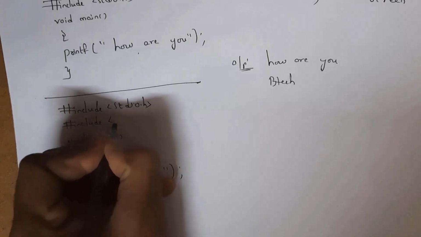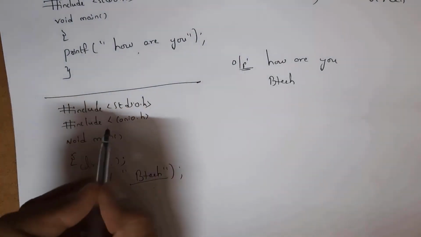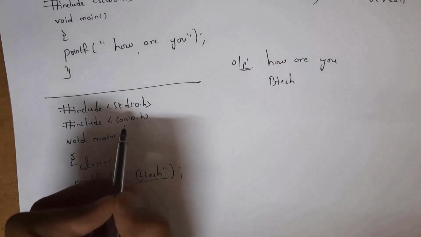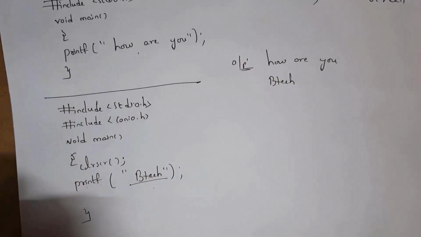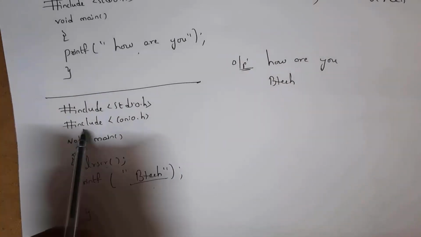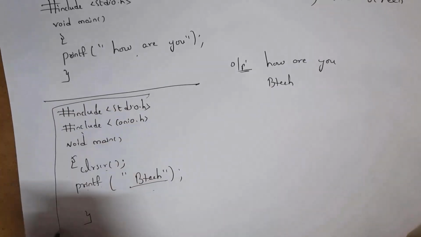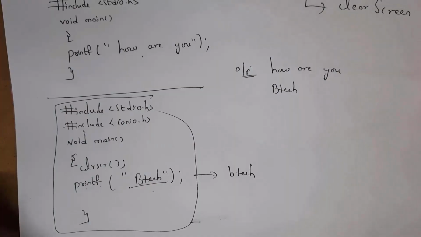Open angle bracket conio.h, where conio.h stands for console input output header file. The meaning of this clrscr is present in the conio.h header file. So definitely you need to write here #include <conio.h>. Whenever you execute this program, you will get output as btech. So the clrscr function is used to remove the previous program's output.